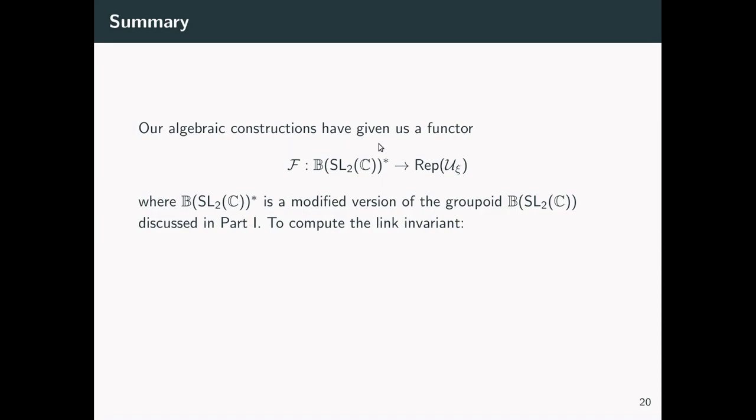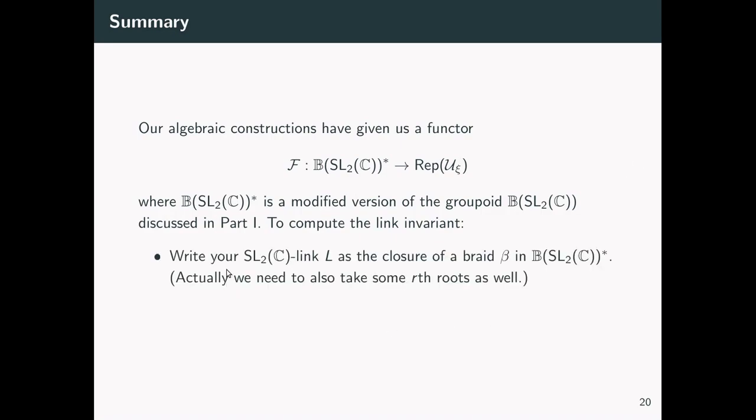some kind of Reshetikhin-Turaev type thing that goes from this braid groupoid that's not quite the braid groupoid associated to SL2C, but a factorized version, something equivalent to it, basically, to representations of our algebra UC.